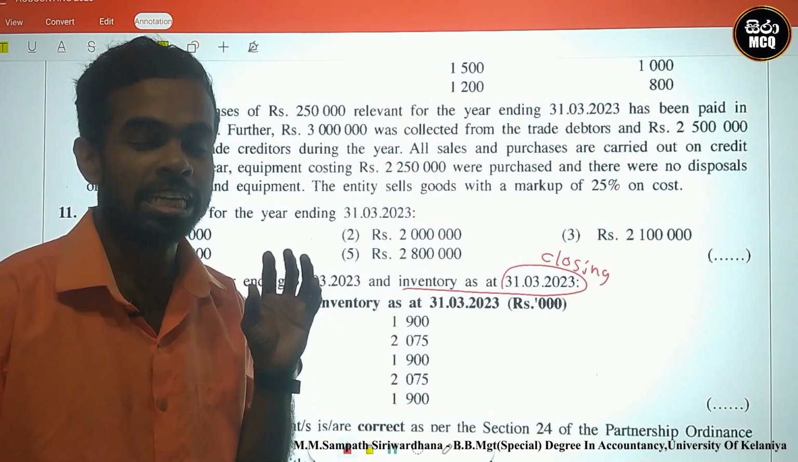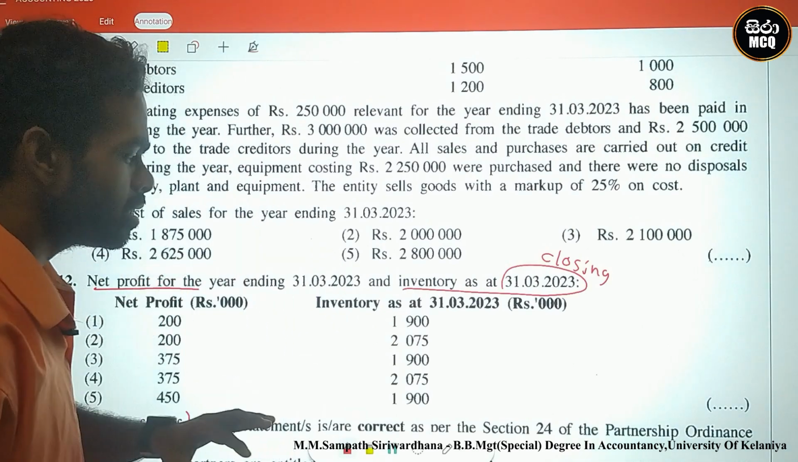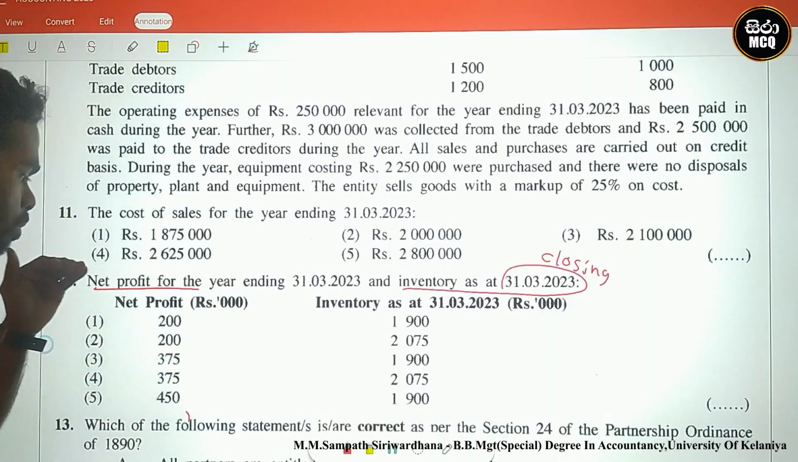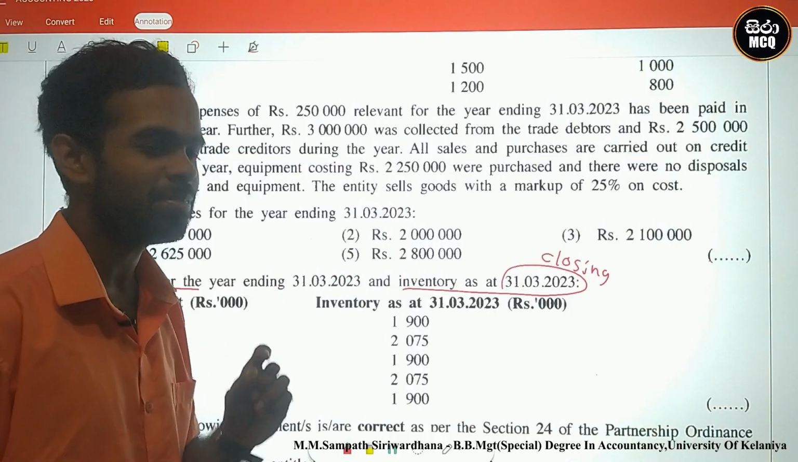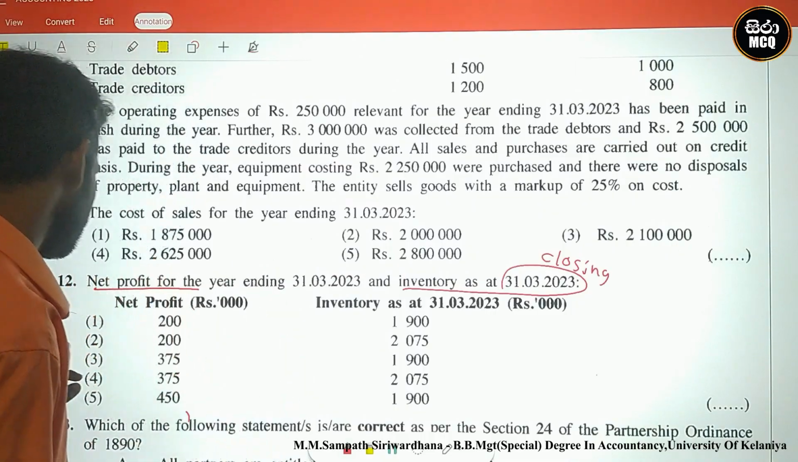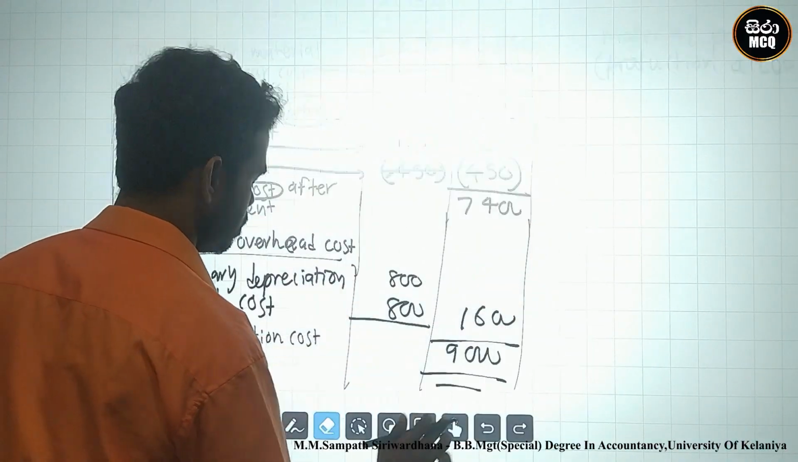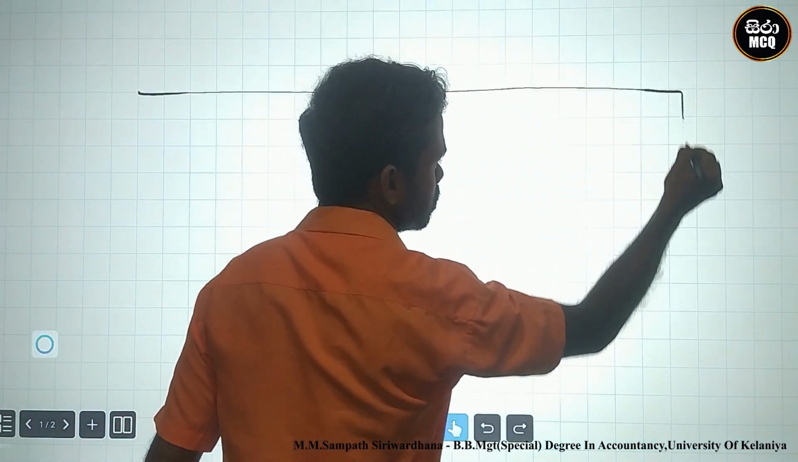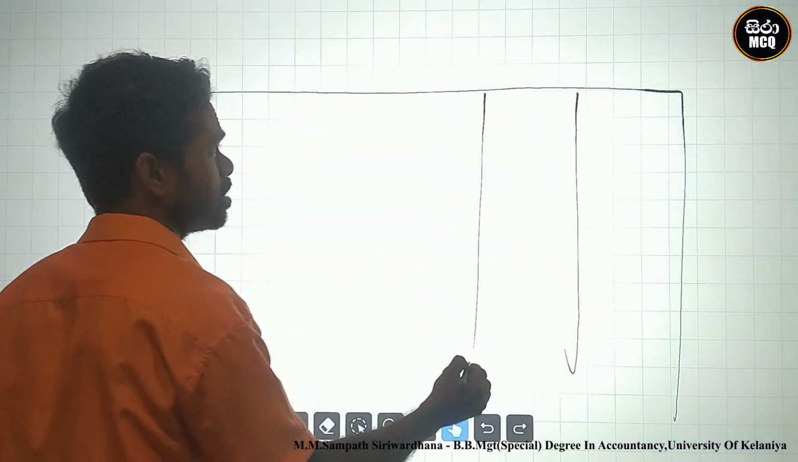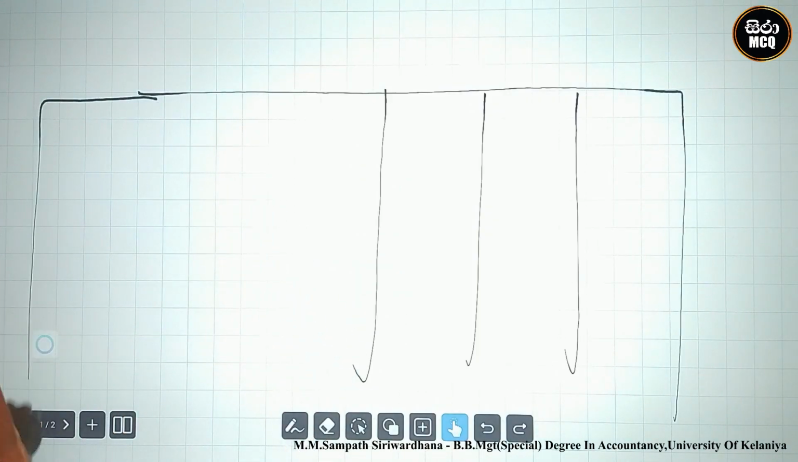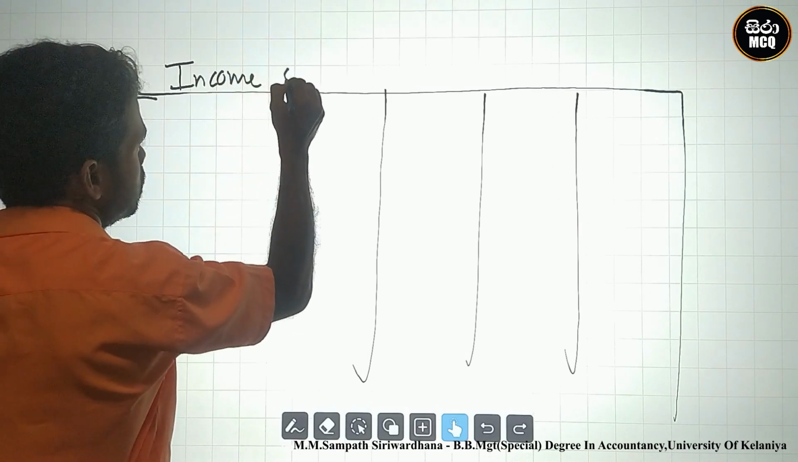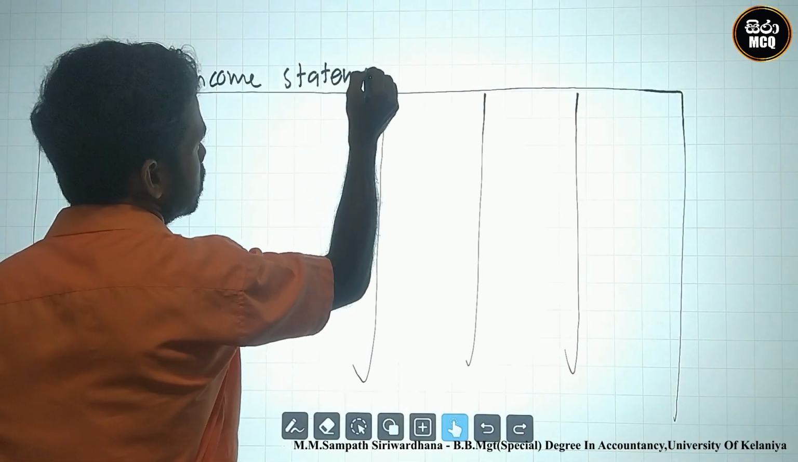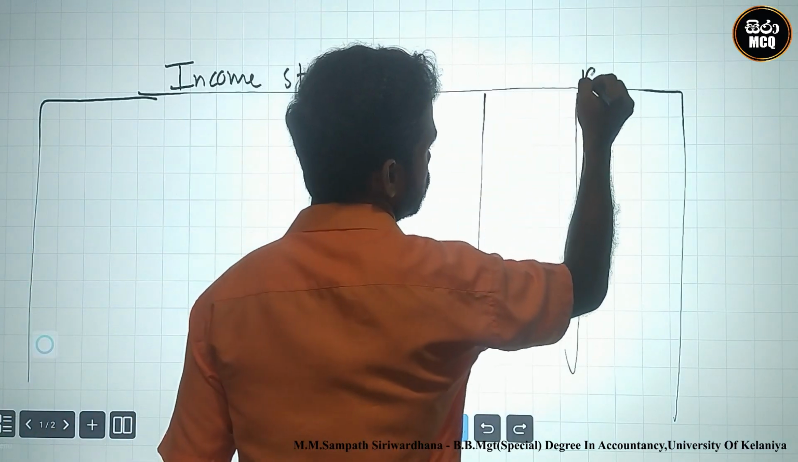We must commence an income statement. The cost of sales is income statement related. The profit for the year is income statement related. Closing inventory we can identify using the income statement. Therefore, I use the income statement of a sole business. Okay, let's see. This is the income statement. I use three columns, and I use rupees 1000.